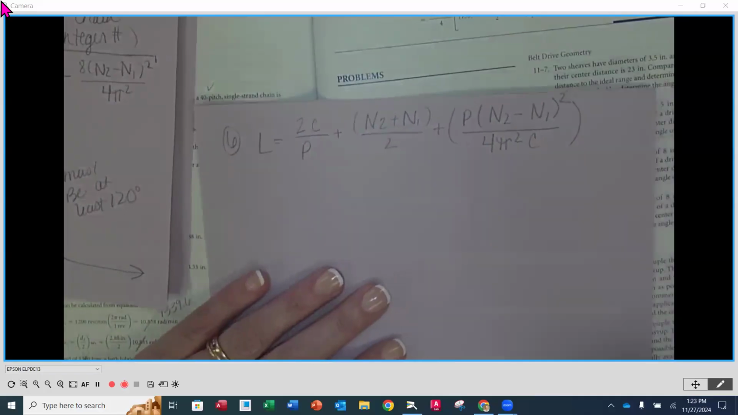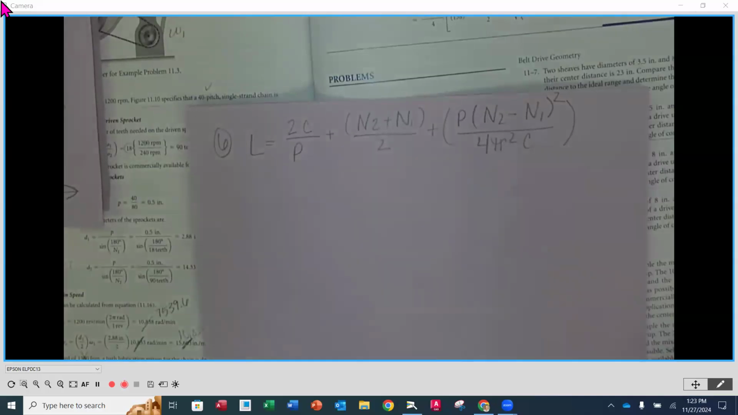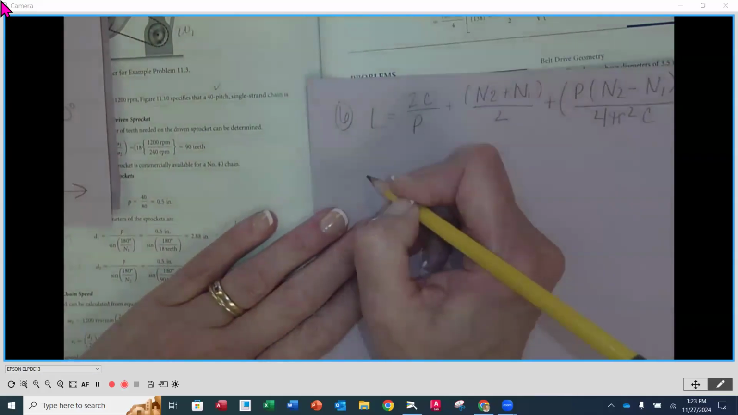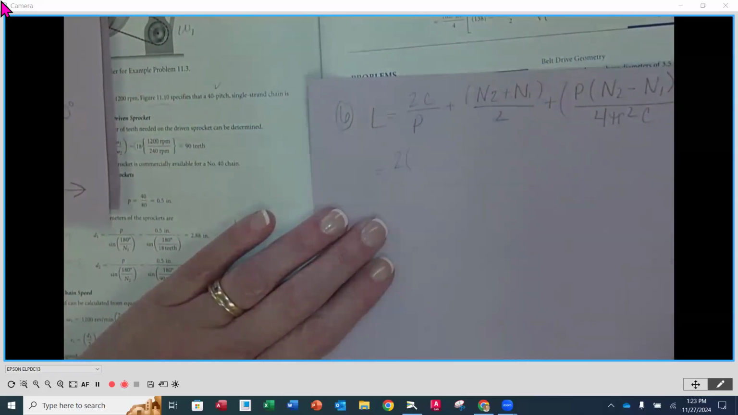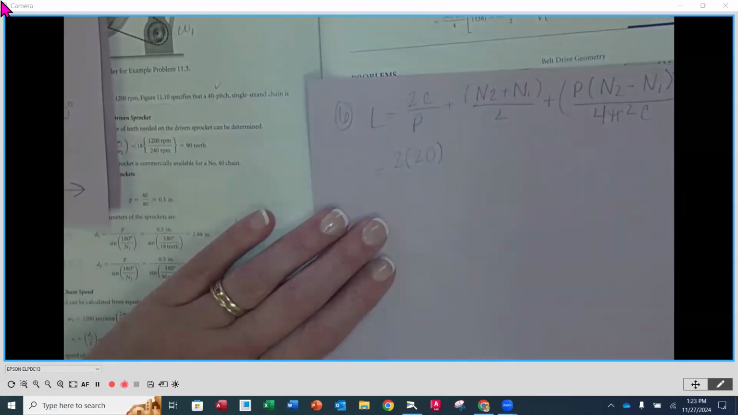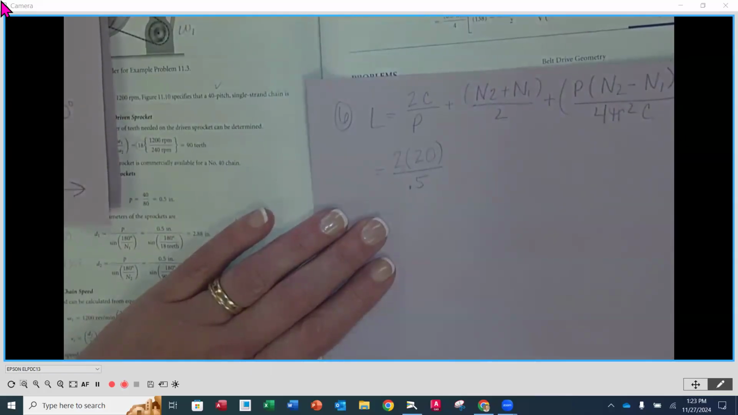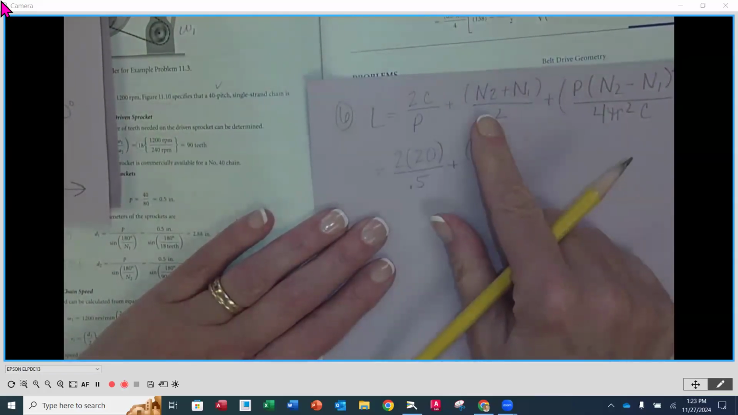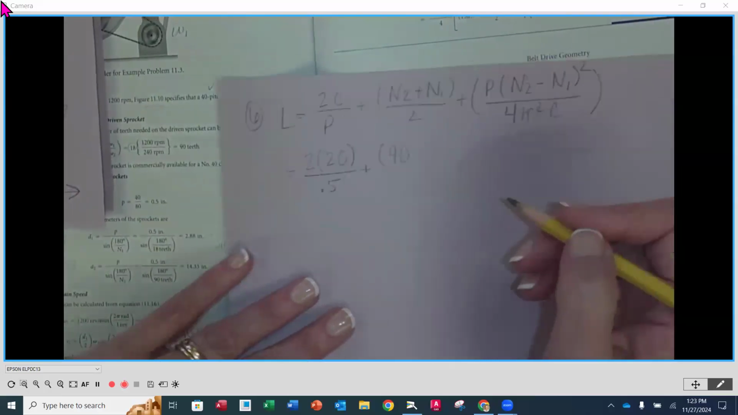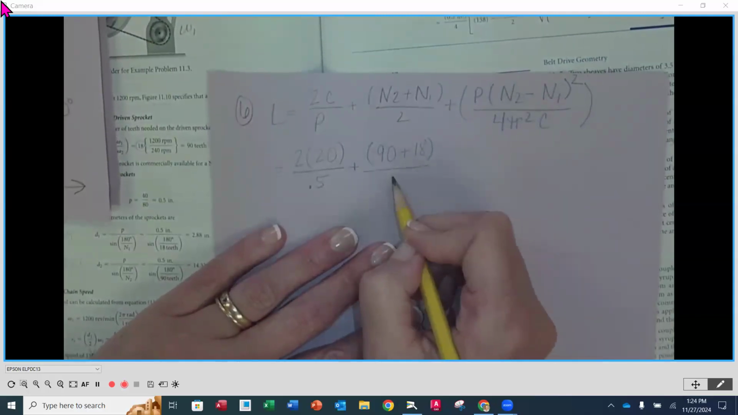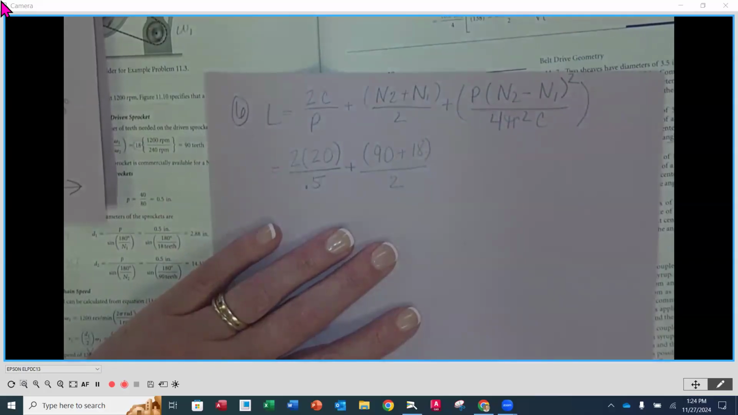All right. Because there's not a lot of room here, this is going to be the one exception I have on these two equations for center distance and for the links. I'm not going to put the units in because the numbers are going to take up enough space. Otherwise, I'm going to be on multiple lines here. So this is going to be 2 times the center distance. We said 20, right? Divided by our pitch, which is 0.5. Plus the number of teeth in 2 was 90, plus the number of teeth in 1 is 18, divided by 2.